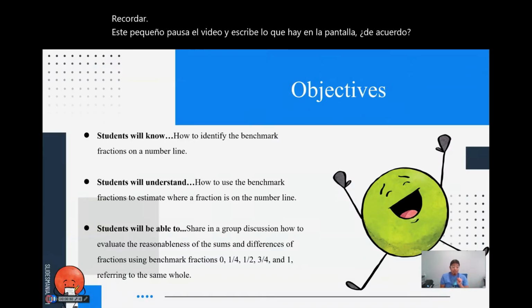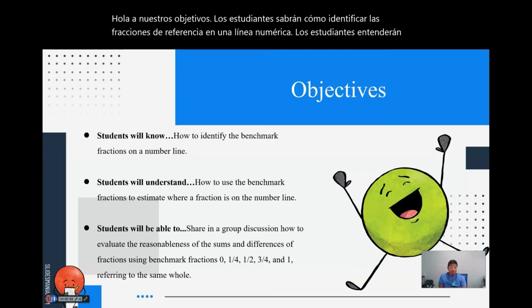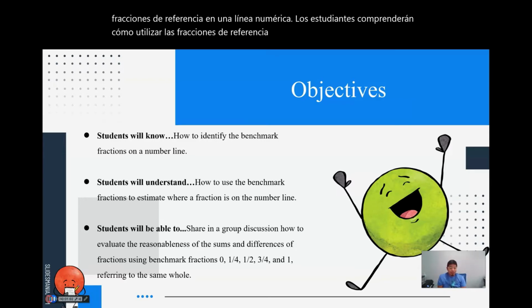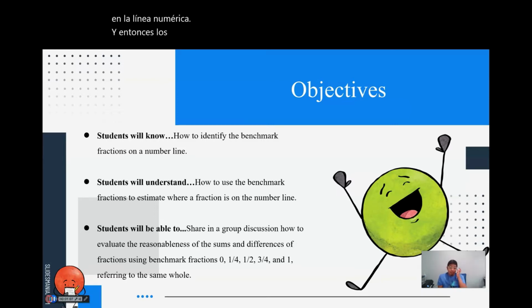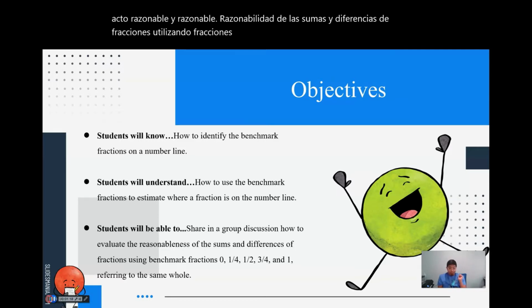Alright, our objectives. Students will know how to identify the benchmark fractions on a number line. Students will understand how to use the benchmark fractions to estimate where a fraction is on the number line. And then students will be able to share in a group discussion how to evaluate the reasonableness of the sums and differences of fractions using benchmark fractions, which are 0, 1/4, half, 3/4, and 1, okay?